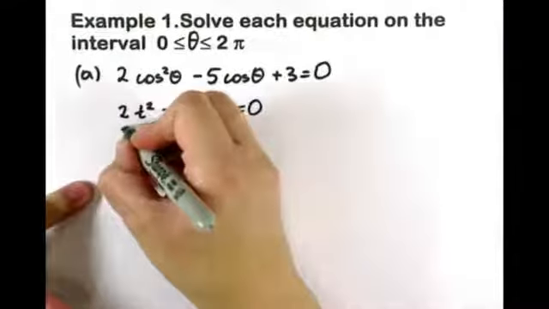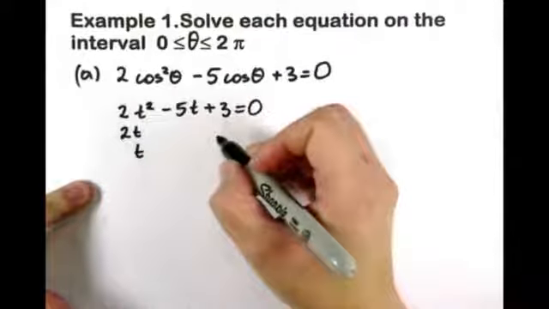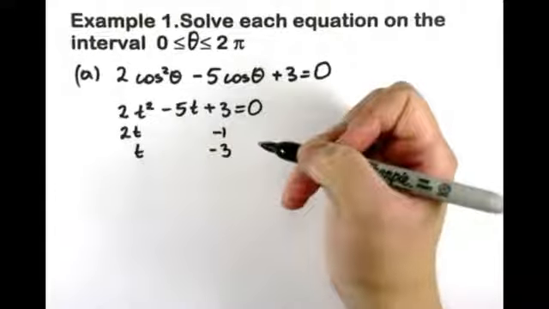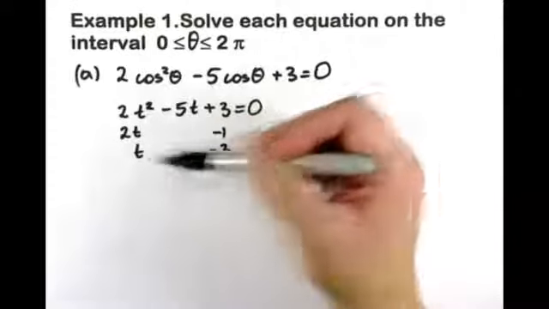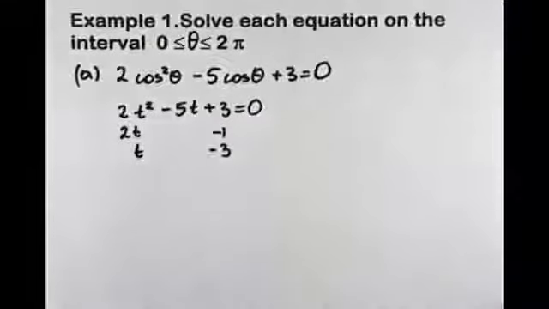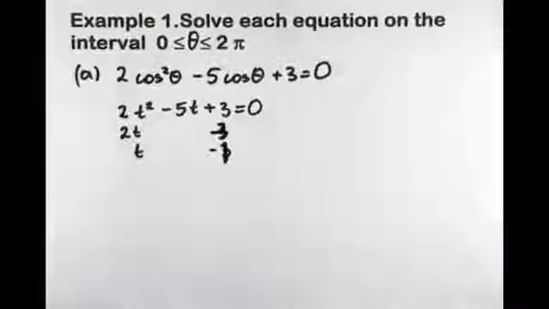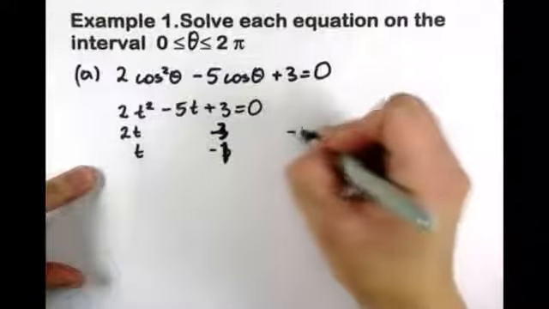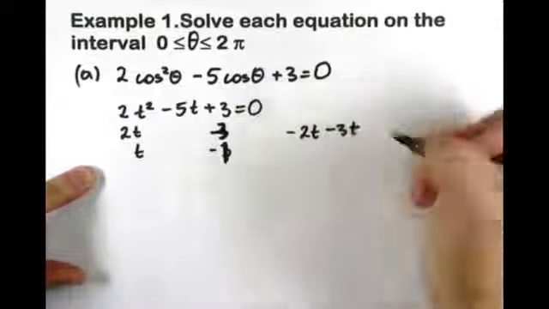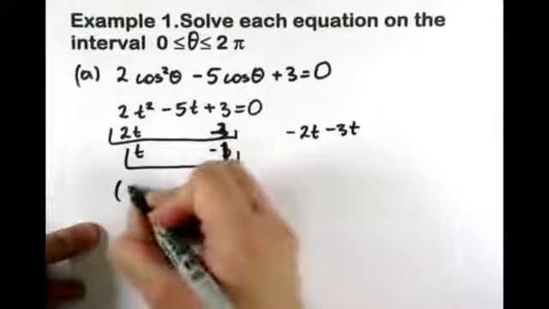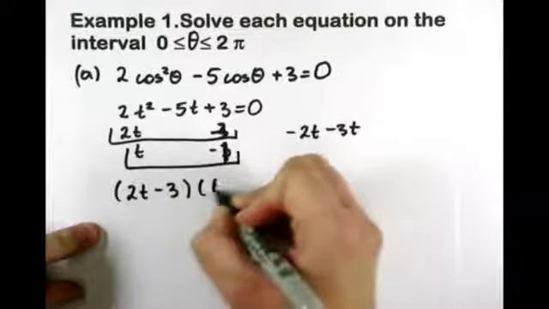2t squared we can factor as 2t and t. 3 we can factor as minus 1 and minus 3. Then we have minus 6 and minus 1, which is minus 7. Or we can factor 3 as minus 3 and 1 right here. If I cross multiply, it gives me minus 2t and then minus 3t. So my first bracket is my first row, my second bracket is my second row. So this can be factored as 2t minus 3 and t minus 1.